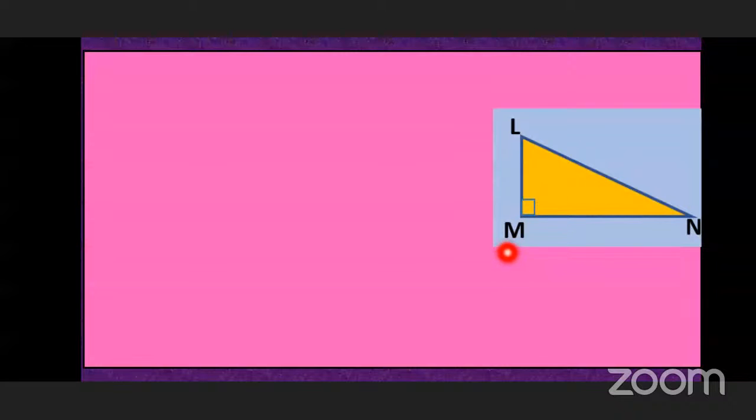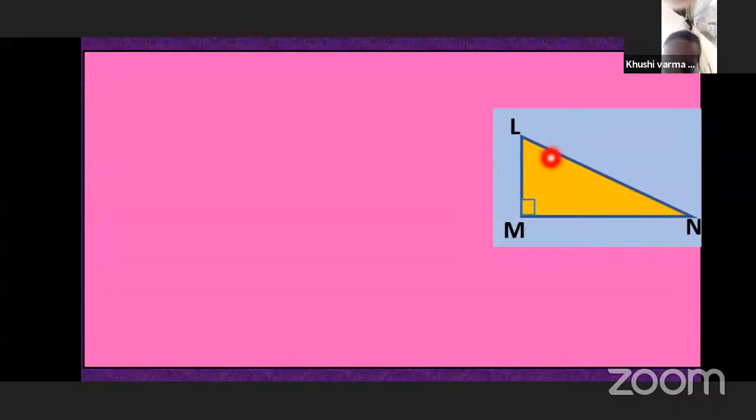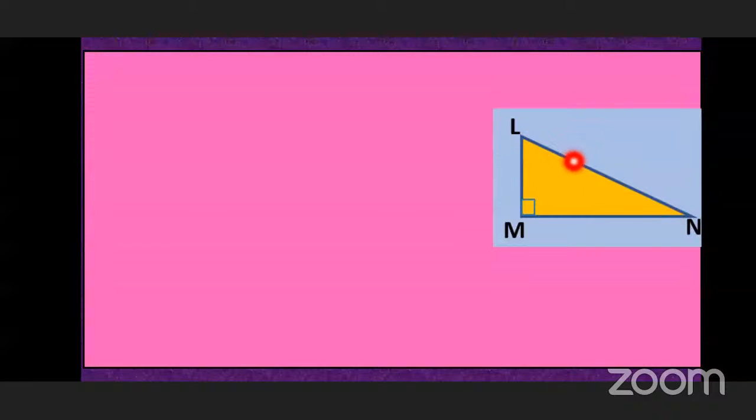If the measure of M is 90 degree, children, what is LN? Is it the base or height? Hypotenuse. Yes, it's the hypotenuse, because it is just opposite to the 90 degree, and so it is known as the hypotenuse of the right angle triangle.